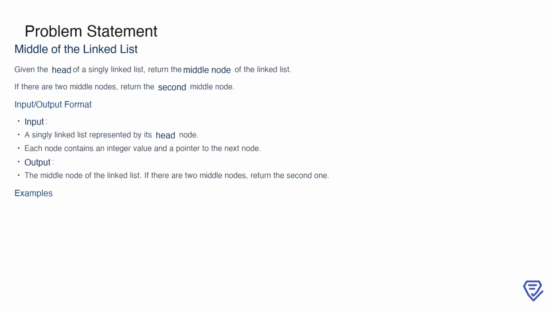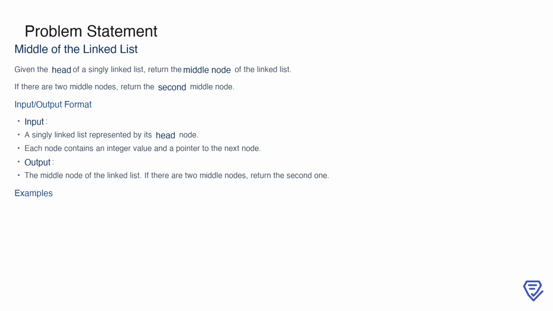In this problem, we're tasked with finding the middle node of a singly linked list. A linked list is a sequence of nodes where each node contains a value and a pointer to the next node in the list. The goal is to identify the middle node and return it. If the list has an odd number of nodes, the middle node is straightforward to determine. However, if the list has an even number of nodes, there are two middle nodes, and we are required to return the second of those two.